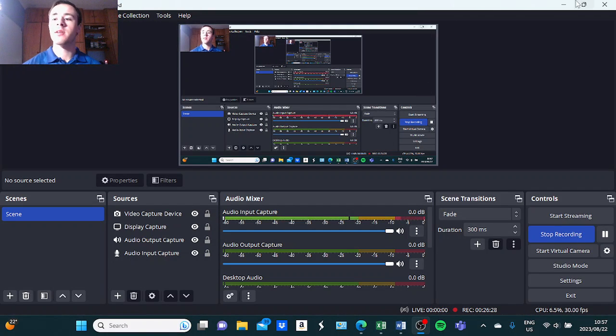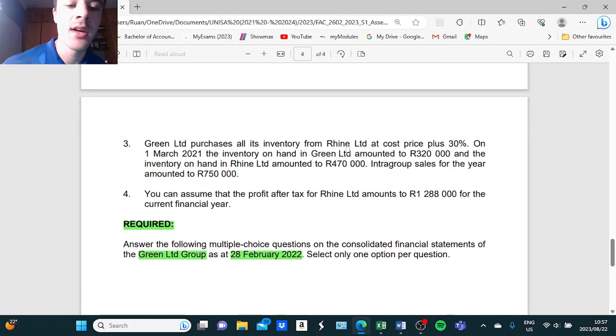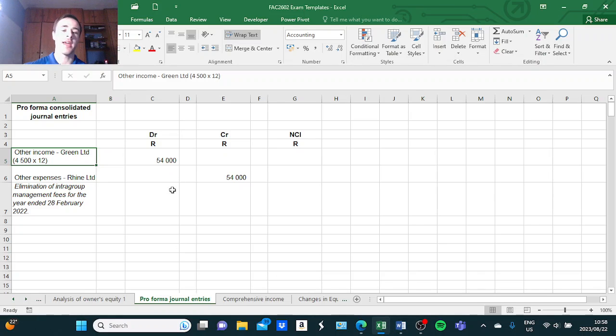Good, let's proceed with the calculation of consolidated sales. So intergroup inventory sales that took place during the year is given in additional information point 3. The intergroup sales for the current year amounted to 750,000. Alright, and we need to eliminate intergroup sales for the current year as follows. Again, you are not required to draft this journal entry, it's just for you to better understand the elimination thereof.